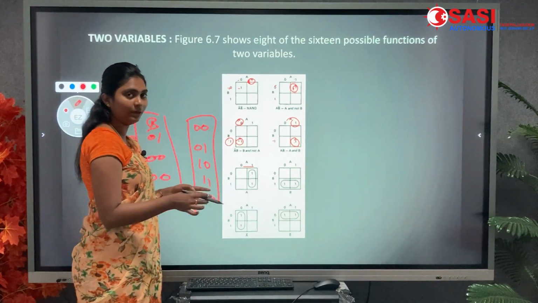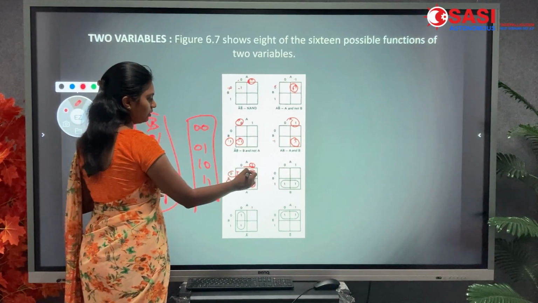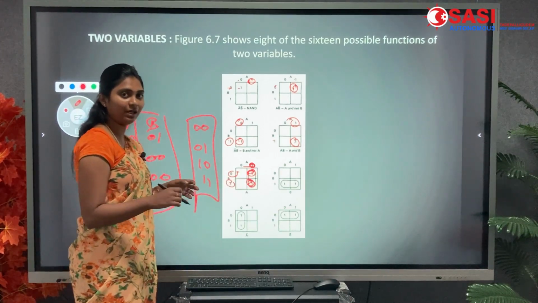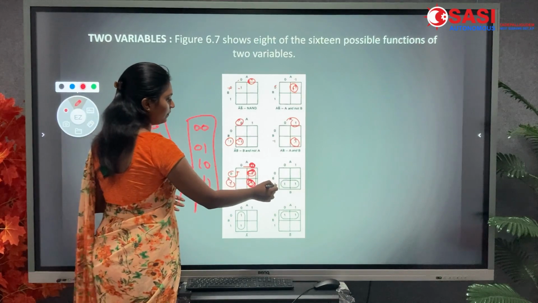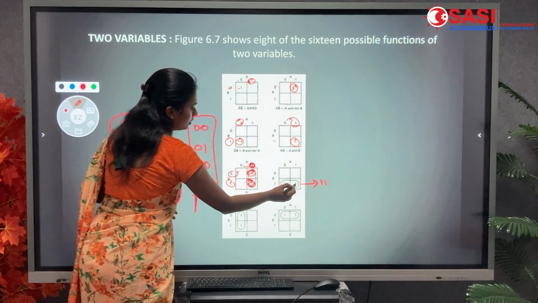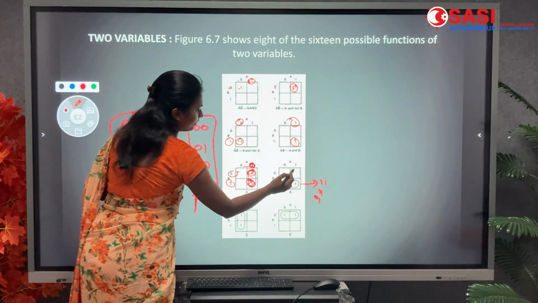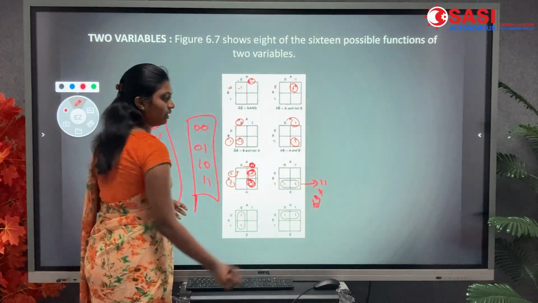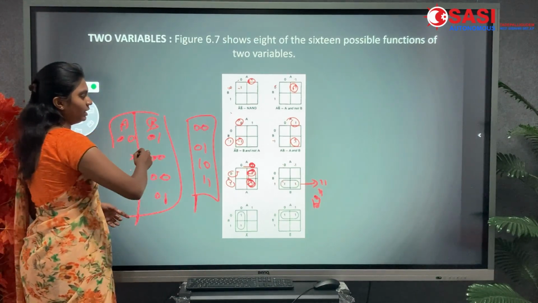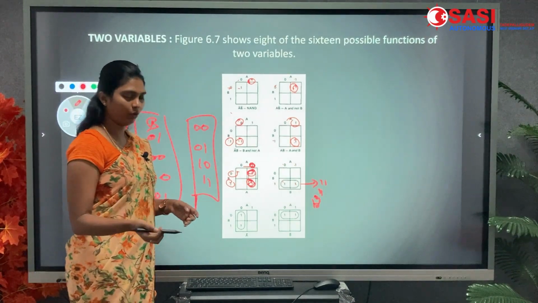Now we are dividing into multiple variables. How: 1, 1, 0, 1, 1, 1. Here we have four variables. So two variables are divided into multiple variables. Here also you see 1, 1, next 1, 1, next 0, 1, next 1, 0. So we are dividing into multiple variables. Here also we will divide like that only. Here we are dividing into two variables, but here we are dividing into multiple variables, which are more than 2. Okay.